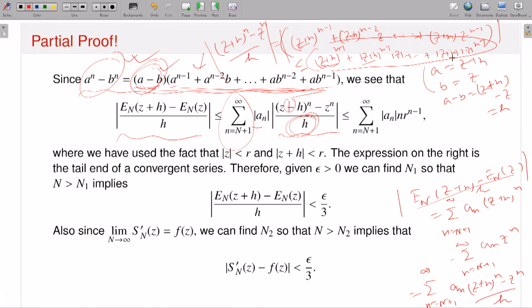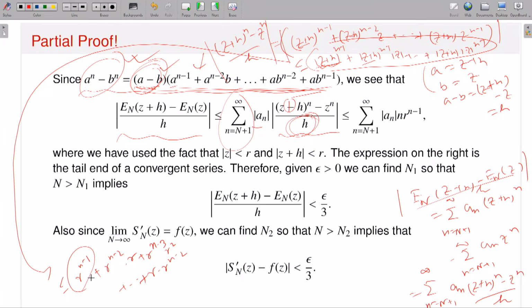If I do that, what will happen? I can estimate that each term is less than r to the appropriate power. The first one is r to the power n minus 1. The second one is r to the power n minus 2 times r. Then the third one is r to the power n minus 3 times r squared. Then at the end you will have r times r to the power n minus 2. Now each term is r to the power n minus 1.